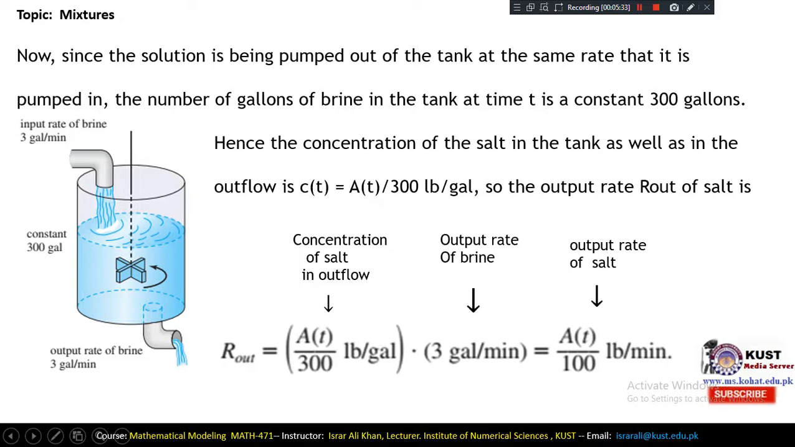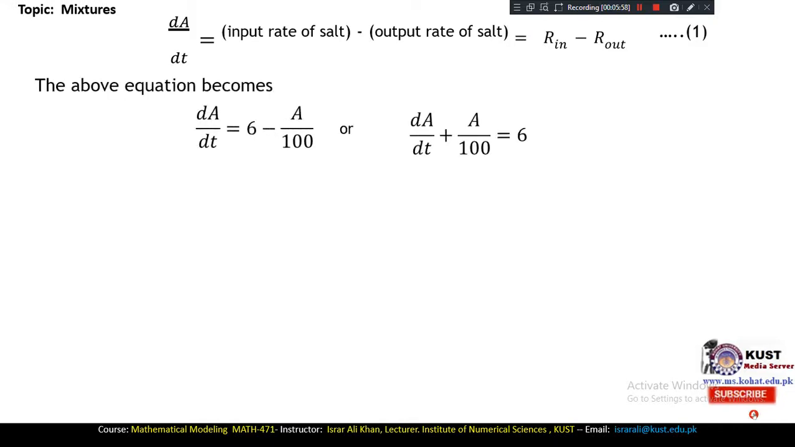We are not sure, as I said earlier, how much salt is pouring out per gallon, so we denote it by A(t) divided by 300 multiplied by the rate at which the solution is pumping out, which is 3. When you multiply these two, you would get A(t) divided by 100 pounds per minute. So the rate of change of the amount of salt with time is input rate of salt minus output rate of salt.